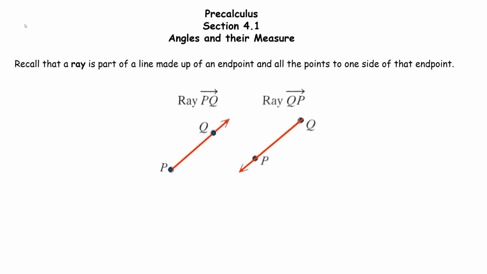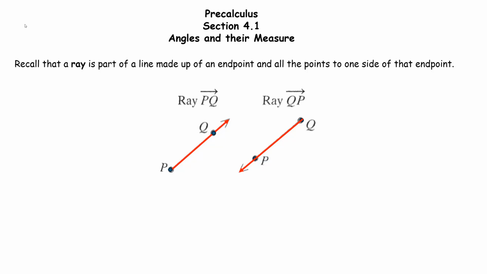So we're going to just start out with very foundational definitions and things like that to make sure that you know exactly what angles are and how they're measured and how we use those. So that's where we're going to start. We're going to start with the ray. You may recall, you've learned about this before, I'm sure, that a ray is part of a line. It's made up of an end point and all the points to one side of that end point. So it's kind of like a half of a line.